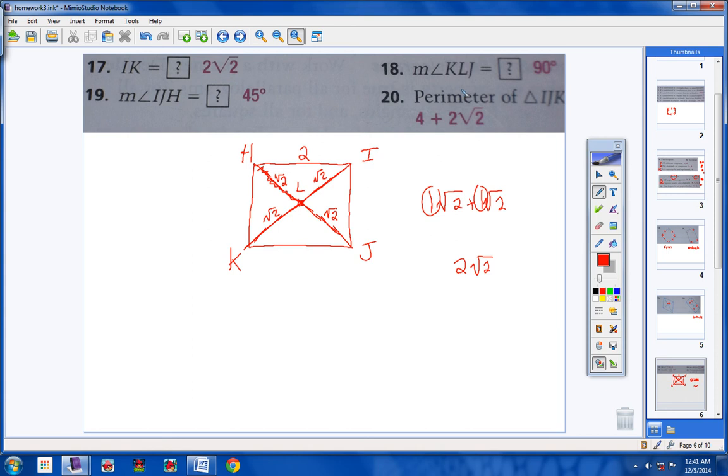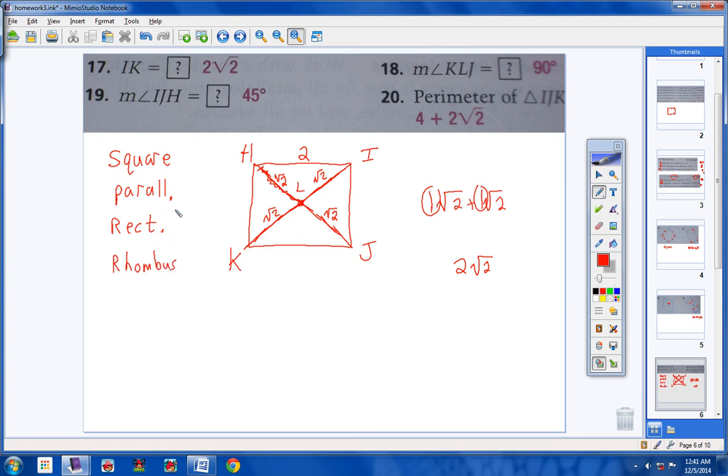Okay, alright, number 18. Find the measure of KLJ. KLJ, right here, this angle here. Now, students, think about it. We know we have a square. I'm going to write this down. We know we have a square. So what else do we know that we have? A parallelogram. What else do we know that we have? A rectangle. What else do we know that we have? A rhombus. Because a square is all of those things.